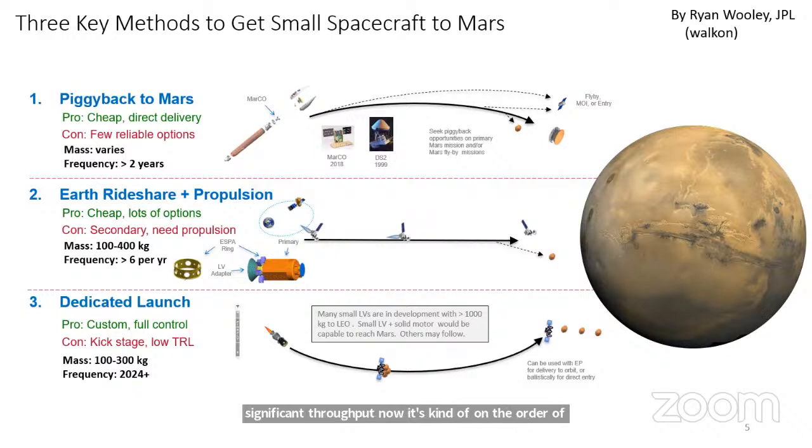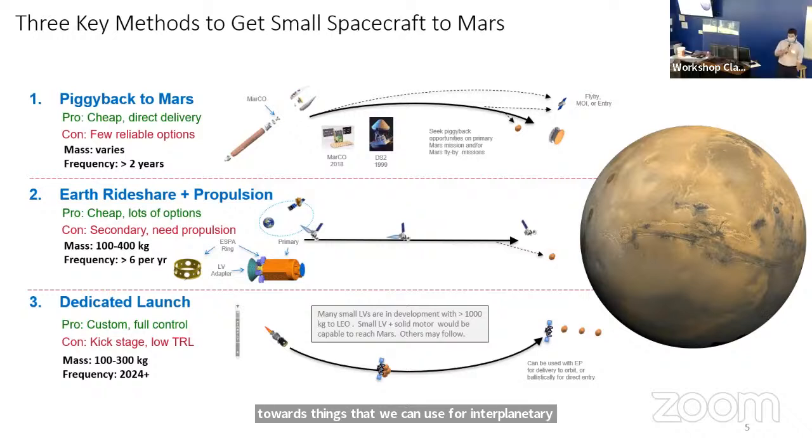So for CubeSats, there's still not a lot of high throughput, very lightweight ones, but I know companies are thinking about them. But as you mentioned, they're still low TRL. So, we're pulling for them, and we hope that the commercial revolution also pushes towards things that we can use for interplanetary. Okay. Did that answer your question? Yep. That was great. Thanks.